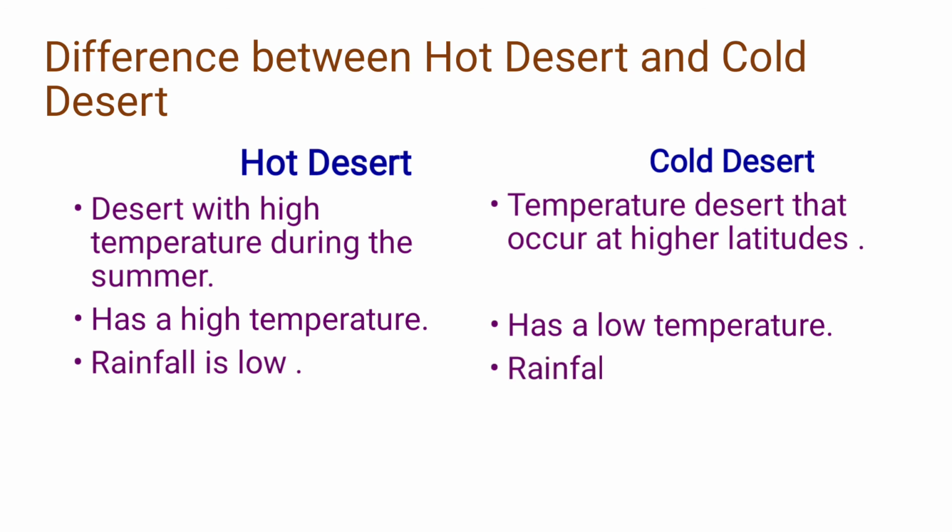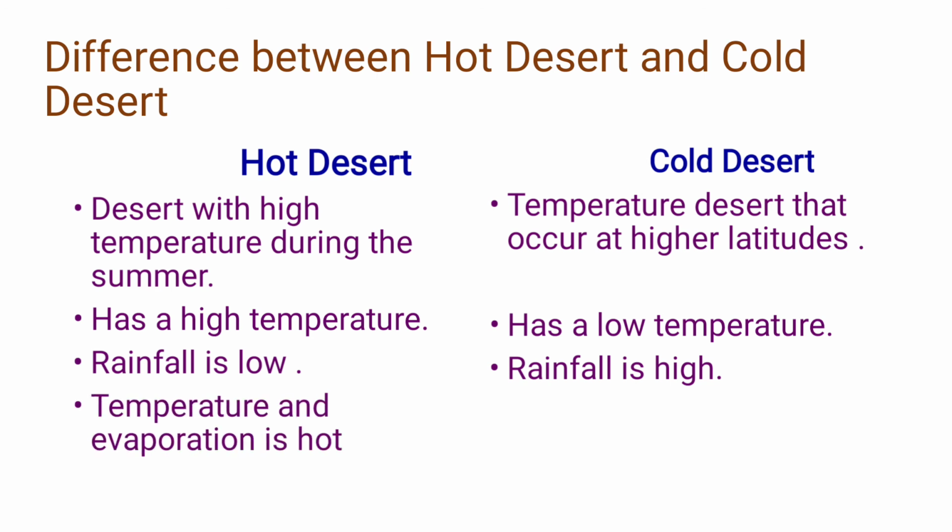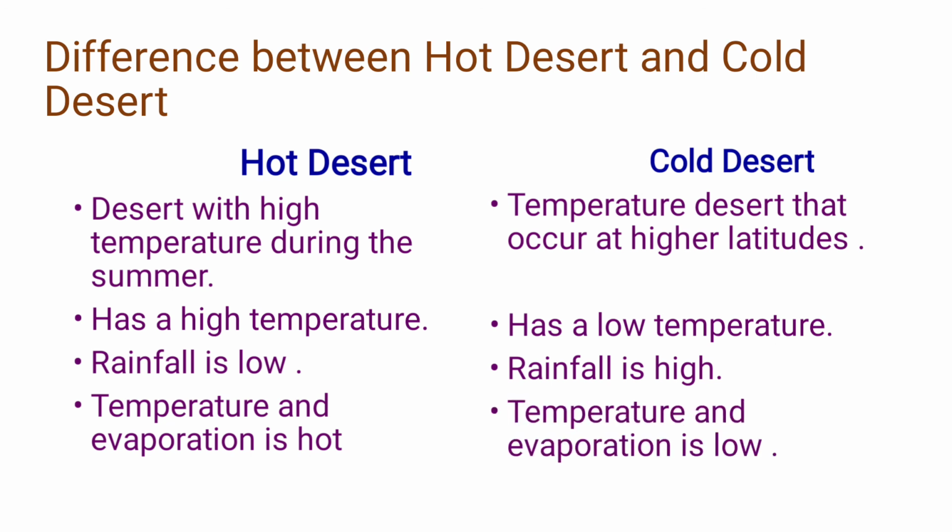Here the rainfall is low, and here the rainfall is high in the cold desert. Temperature and evaporation are high in the hot desert. Temperature and evaporation are very low in the cold desert. So this was all about the hot deserts and the cold deserts.